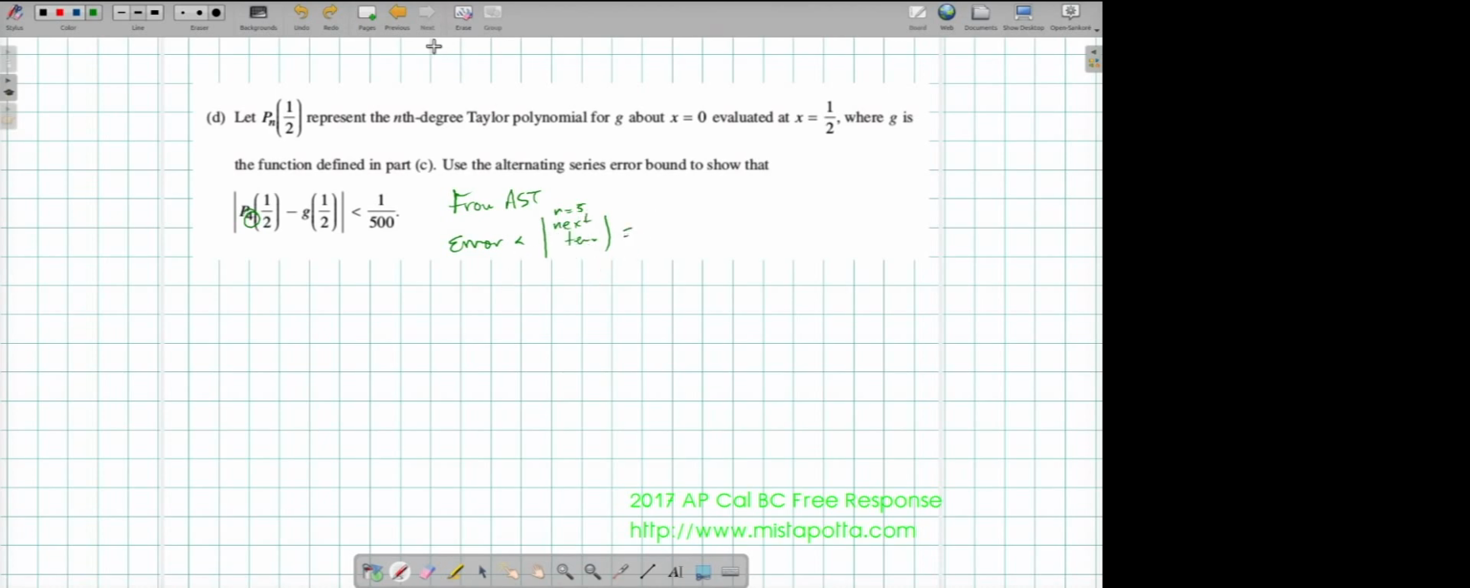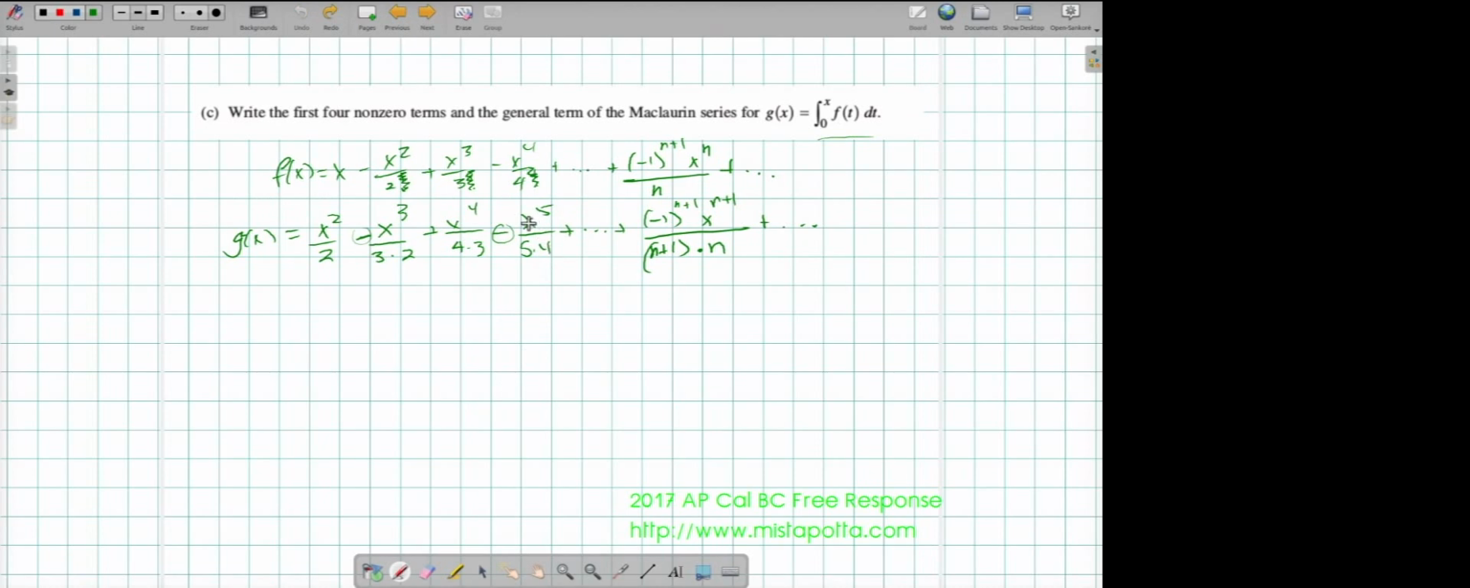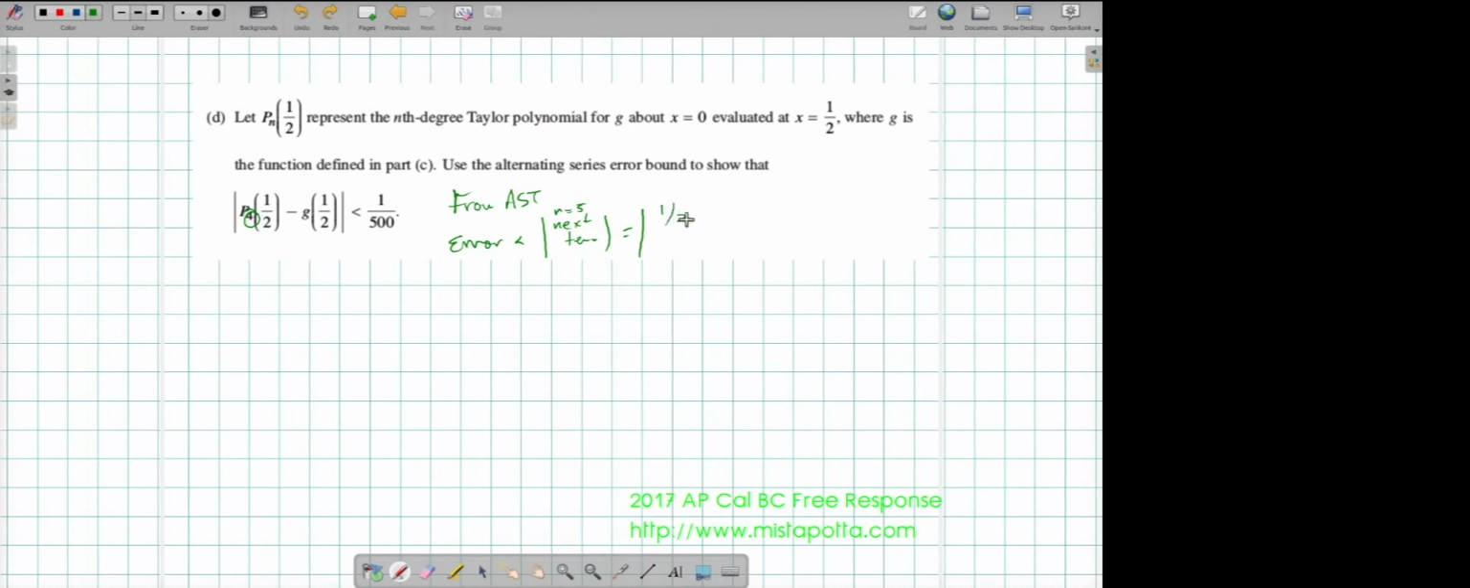Now my 5th degree term, keep in mind, is x to the 5th over 5 times 4. So for us, it's going to be 1/2 to the 5th over 5 times 4. So that's going to be 1 over 2 to the 5th times 1 over 20, essentially. So I have 1 over 32 times 1 over 20, which is 1 over 640, which is definitely less than 1/500th. So I'm using this alternating series test because my series alternates.